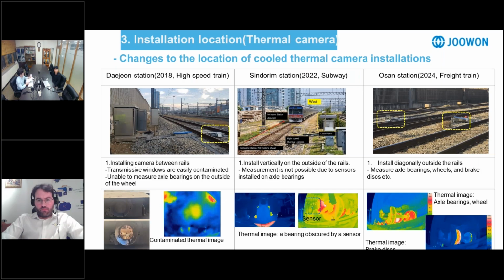Here is our timeline. We started the development in 2014 and proceeded with the first installation in 2018. We completed the Singyeong station in 2022, and lastly, we installed the Osan station in 2024. And this year, 2025, we got a big deal with Cowell, and 9 sets of our system will be installed in South Korea.